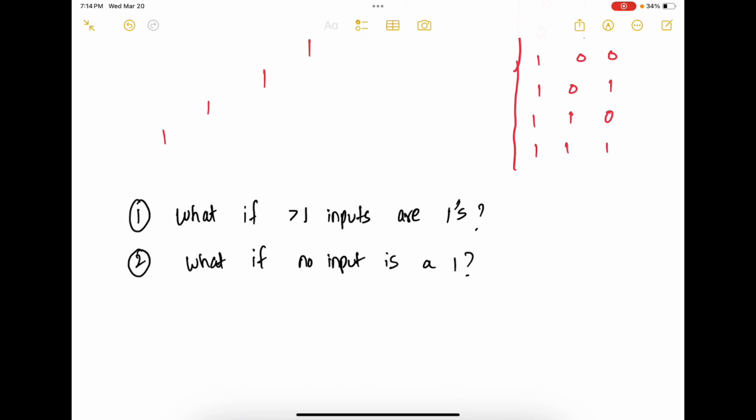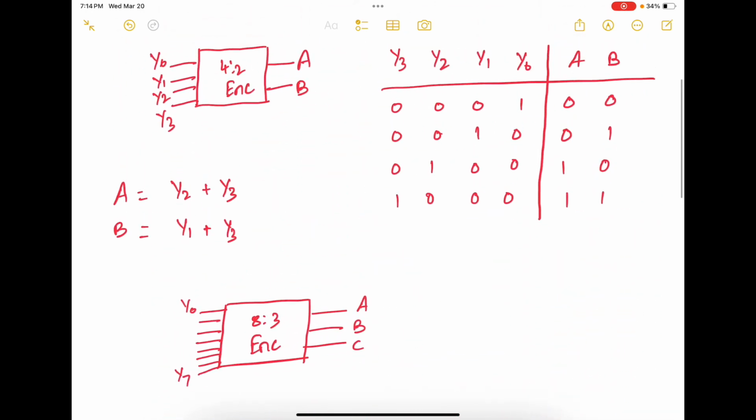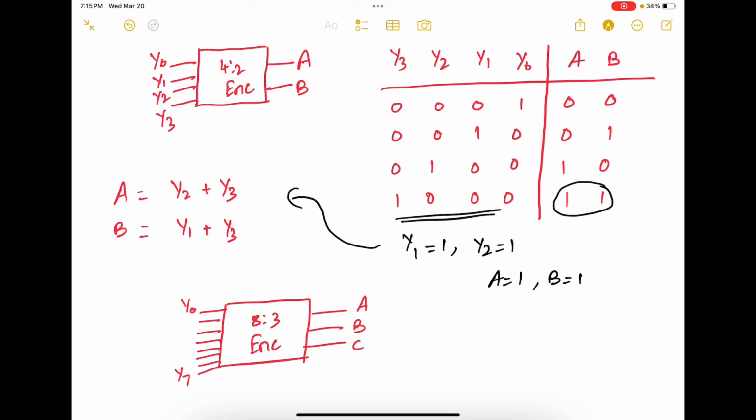In the first case, there are more than one inputs which have ones. So assuming in this case here, for the 4 to 2 encoder, y1 is a 1 and y2 is a 1. What do you think happens in this case? Plug the values into this equation here and you get a equals to 1 and b equals to 1. Again, a equals to 1 and b equals to 1 is only true when y3 is asserted. But when y1 is 1 and y2 is 1, even then you're getting ab as 1, 1. And that is not the correct operation of an encoder.